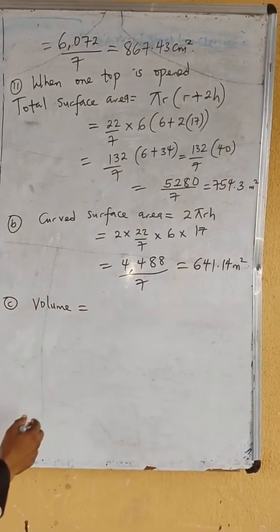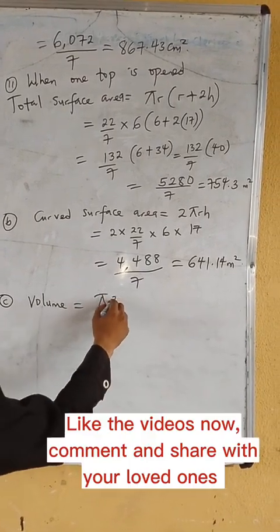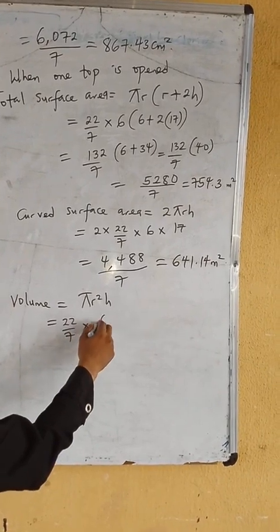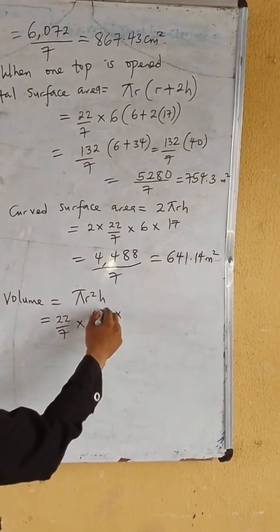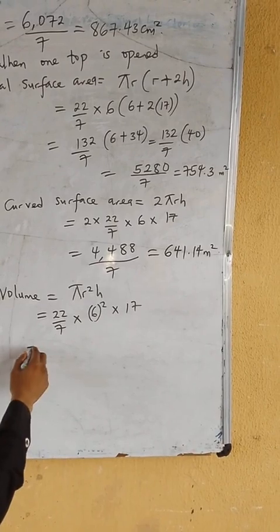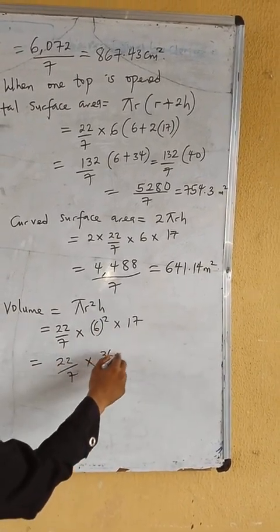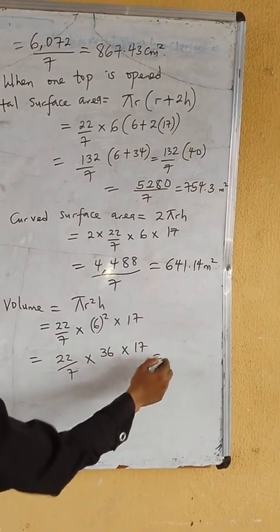Then the third aspect is to calculate the volume. The volume here is pi r squared h. So we are going to have 22/7 times 6 squared times 17. Then this will give us 22/7 times 6 times 6 will give us 36 times 17. So we are still going to use our calculator.